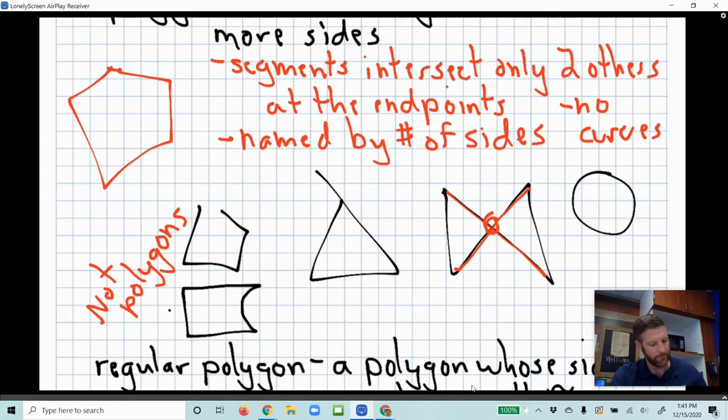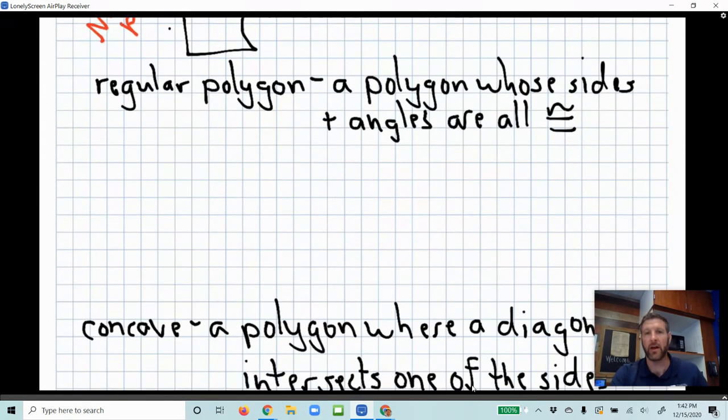So let's keep going. What does it mean when we have a regular polygon? Well, a regular polygon is a polygon whose sides and angles are all congruent. So for example, probably the easiest would be something like, trying to actually draw this correctly. Let's see, 1, 2, 3. Right there. So that's a regular polygon because all 4 sides are the same length and all 4 angles are the same angle.